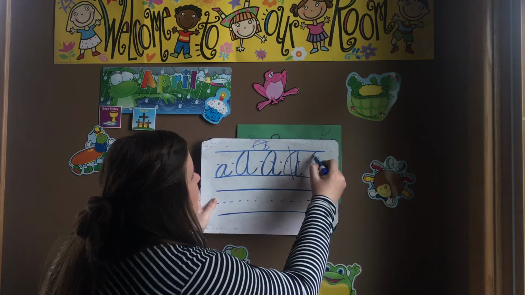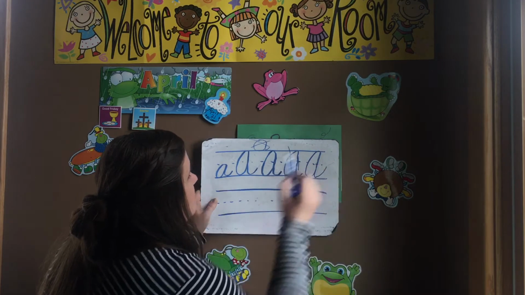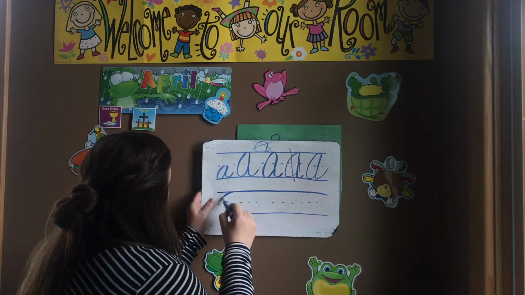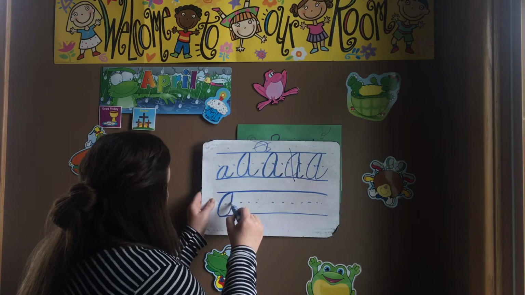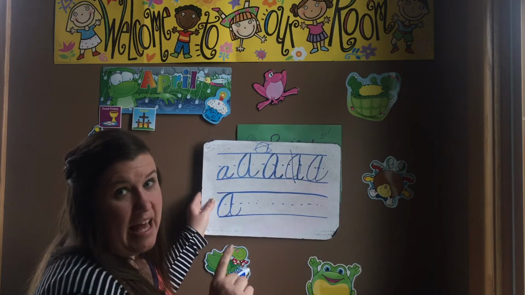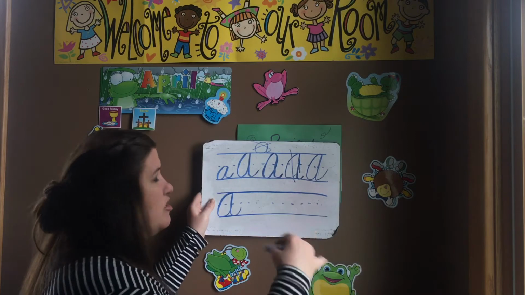So let's come up here. We're gonna go around, and then we're gonna come back down and do a nice loop, okay? So start over here, make a nice belly that sits on the ground, and make a nice swoop. When we connect a capital A with a word, it just goes right on into the word.